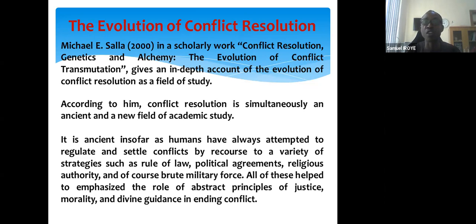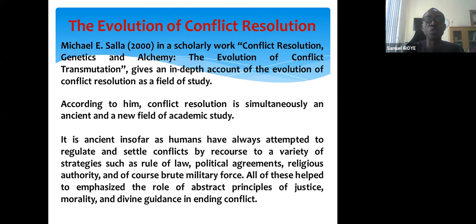The evolution of conflict resolution is in phases. So I'm going to take us through one or two of these, and I will direct you to go and do further reading to be able to get more understanding on this. Notably, among scholars who have written or done a work in conflict resolution is Michael E. Salla in his work in 2000.